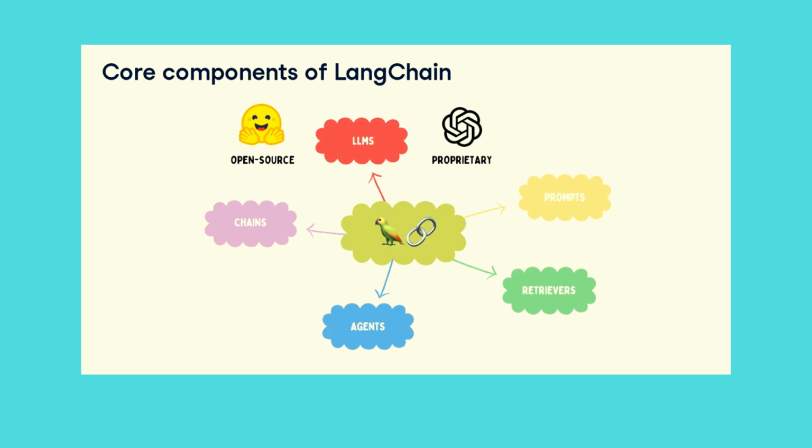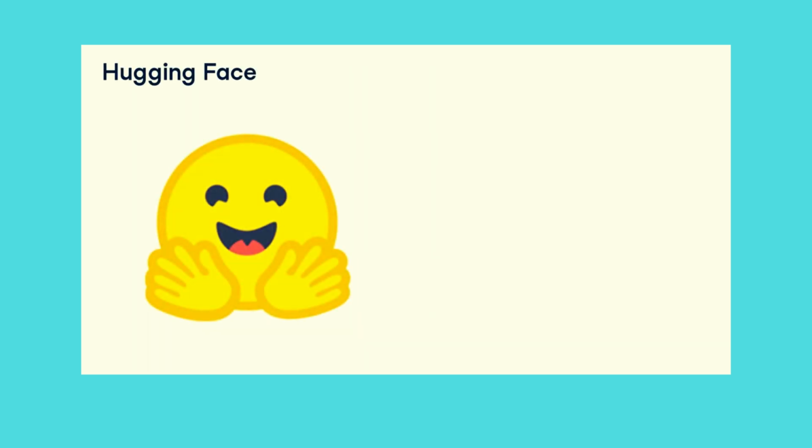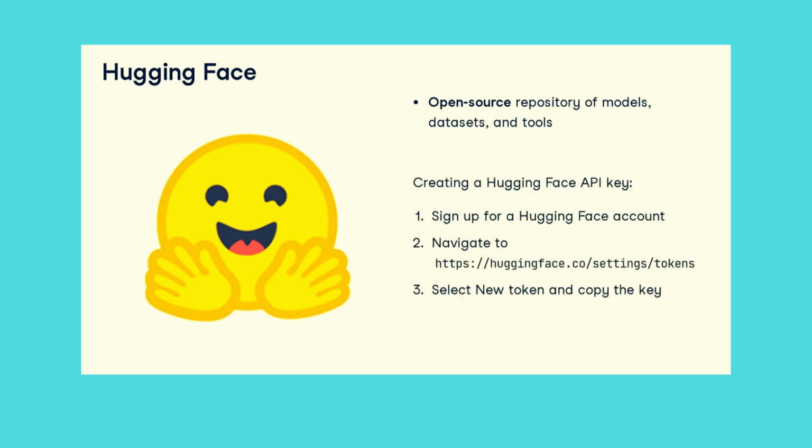Let's first discuss LLMs. Hugging Face is a huge repository of open source datasets, tools, and most importantly for us, models. Accessing LLMs hosted on Hugging Face is free, but using them in LangChain requires creating a Hugging Face API key. To create one, log in or create a Hugging Face account and navigate to the URL shown under Settings. Here, click on New Token and copy your key. DataCamp won't store the API keys you'll need in this course, so they can be directly copied into the exercises.